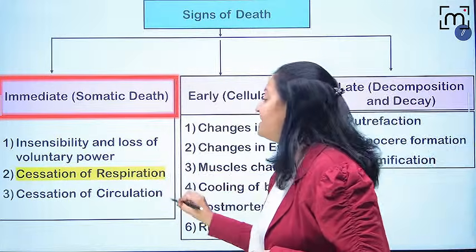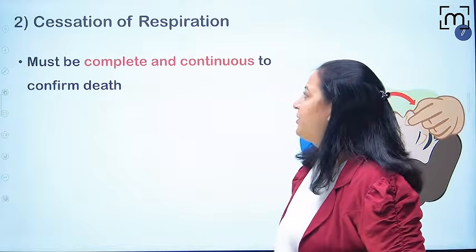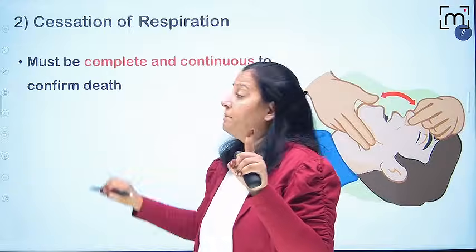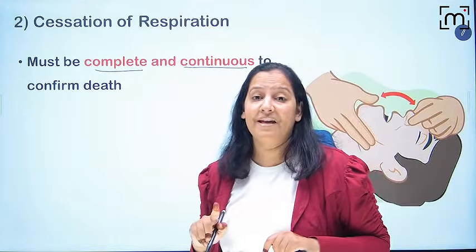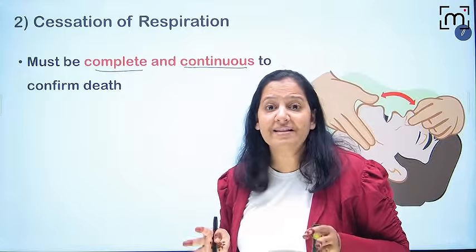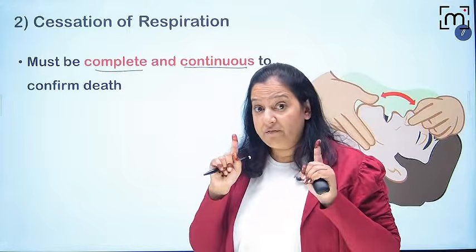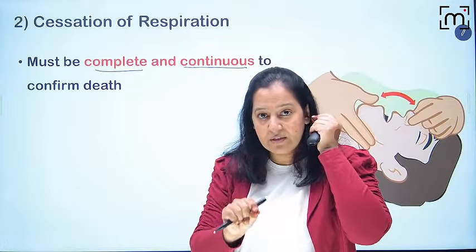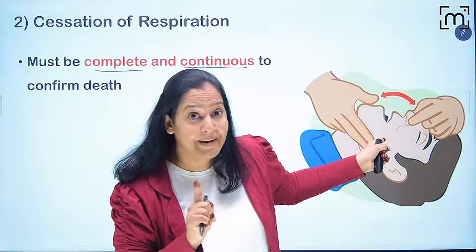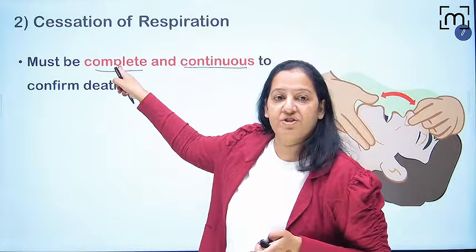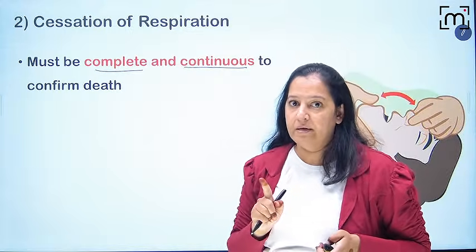Coming on the second one. The second one is cessation of respiration. R for respiration. Cessation of respiration must be complete and continue to confirm death. I told you, in suspended animation, it is for a few seconds or few minutes, but it's incomplete. It is reduced to minimum. It's not zero. For confirming death, you should hear with the stethoscope very clearly that there is zero respiration. It is not minimal. It should be complete cessation, and it should be continuous to confirm death.